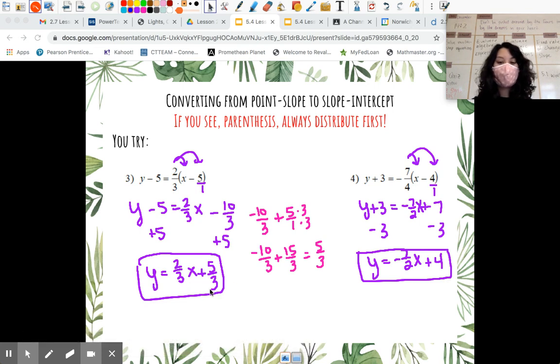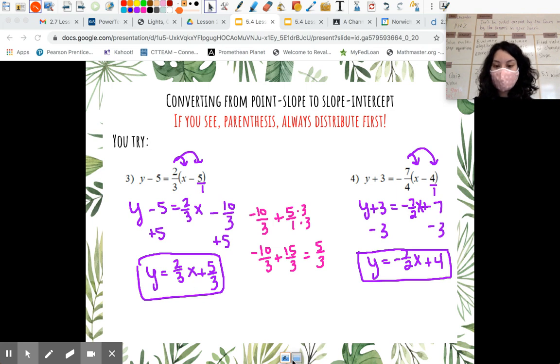The one that you might have struggled with was this one right here, number 3, because you end up getting a fraction. So then when you get the y alone, you have to make that 5 a fraction by putting it over 1, find your least common denominator, and then subtract the numerators to get a +5.